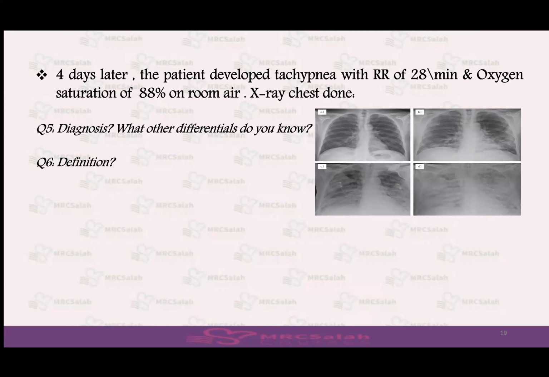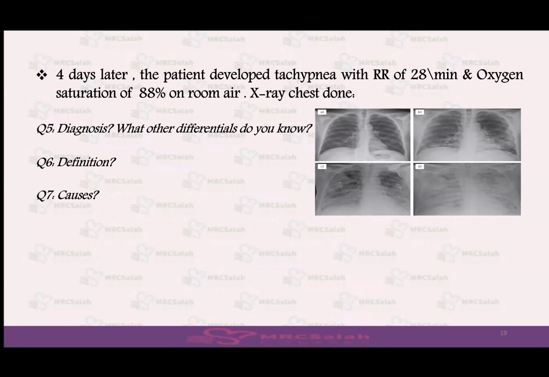The lung compliance will decrease, and there will be bilateral pulmonary infiltration on chest X-ray. And the ratio of partial pressure of oxygen to the FiO2, the inspired oxygen fraction, will be less than 26.6. What are the causes for ARDS, Dr. Ahmed? What are the possible causes for it?